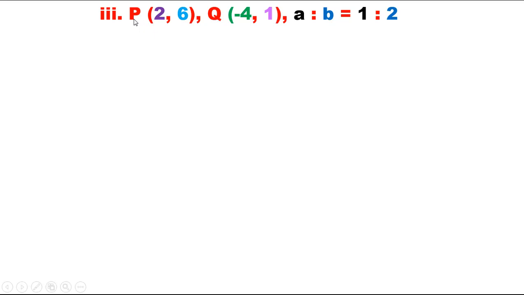Third example, here are the coordinates of P and Q and here is the ratio.